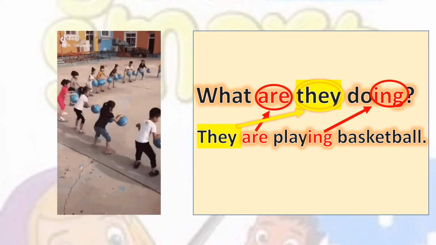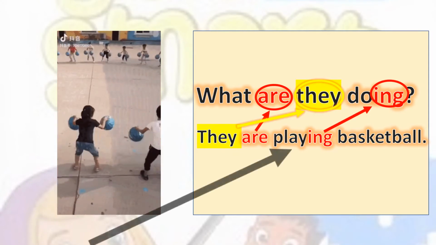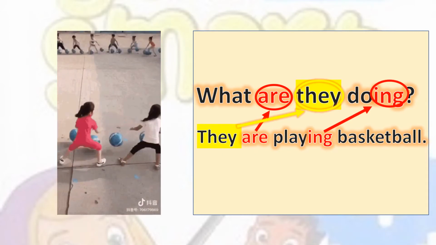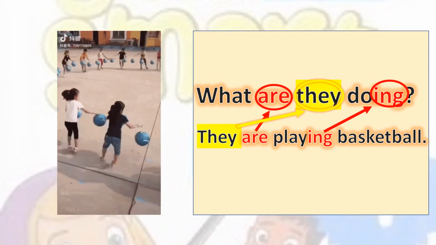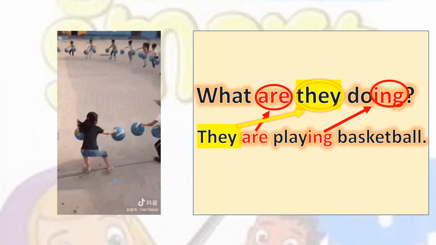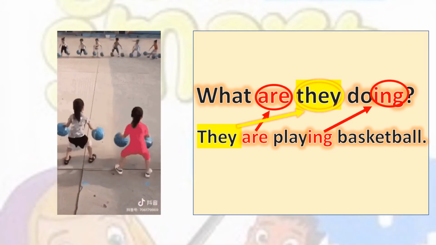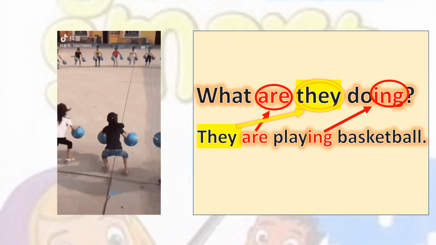Okay, you might notice just now the word doing there. The word doing there, you can change it. If they are playing, change it to play. If they are doing something, use do. Like taekwondo just now, we use what are they doing? What is she doing? She is doing taekwondo. You cannot say playing taekwondo because taekwondo is not a game, it's a sport.